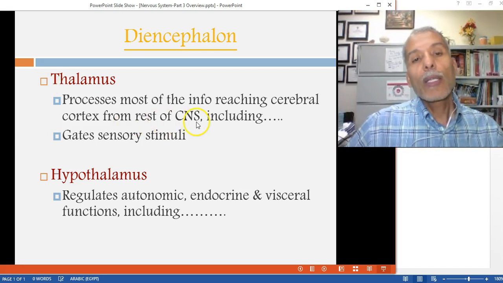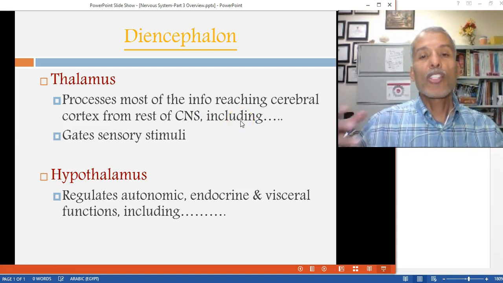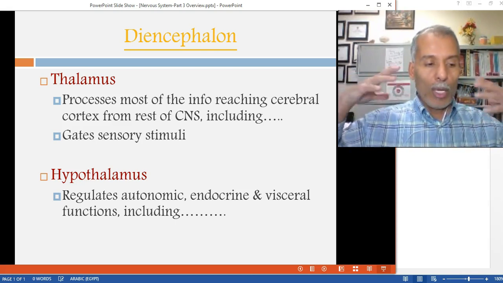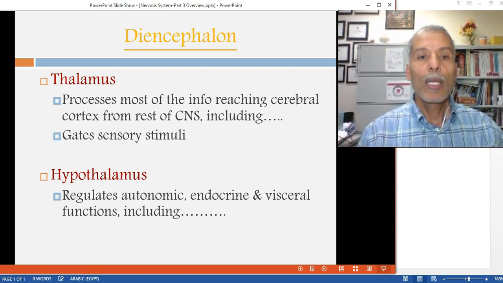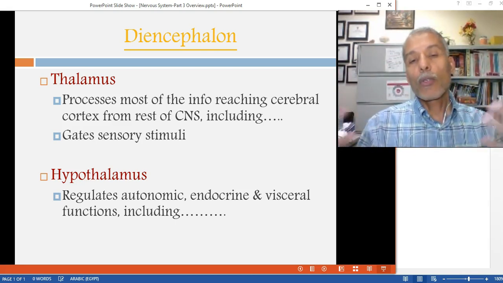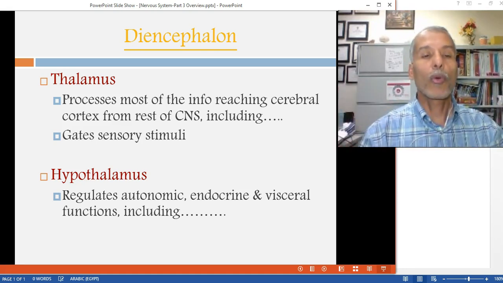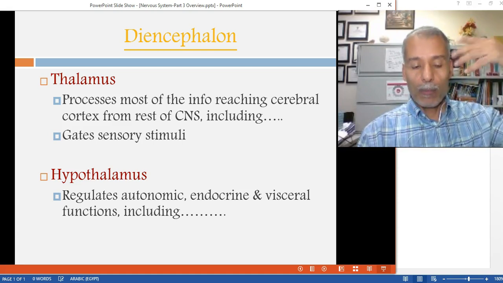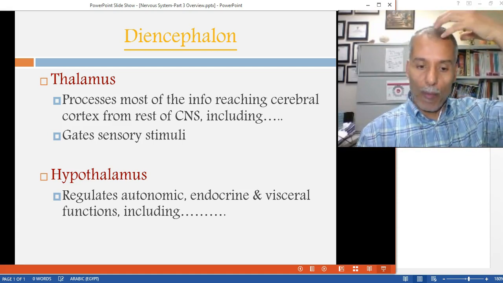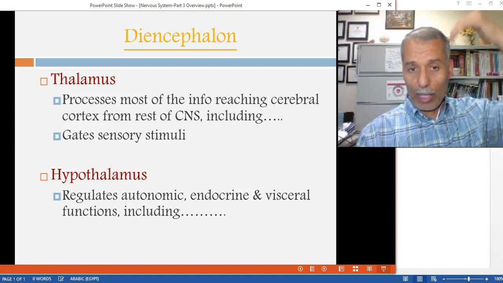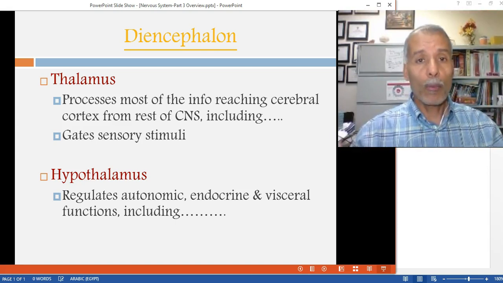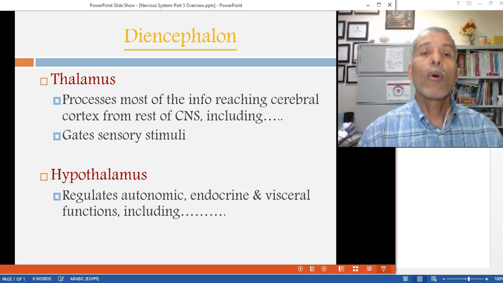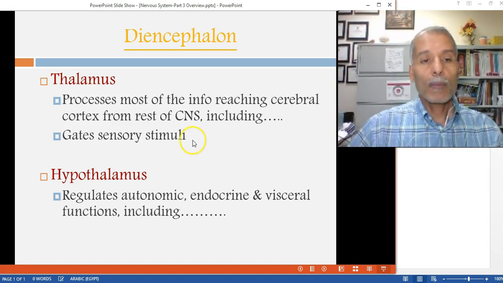So the thalamus processes information as it comes from below, going to the cerebral cortex, and also from the rest of the nervous system going to the cerebral cortex. And in many cases also it processes information coming from the cerebral cortex and going down. We speak about motor because that is the information that usually travels along descending pathways.